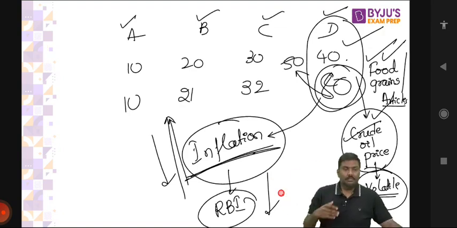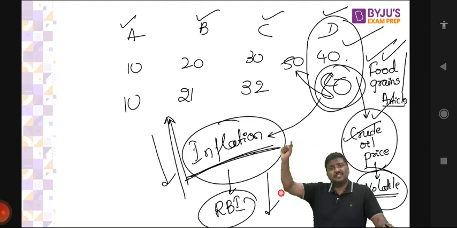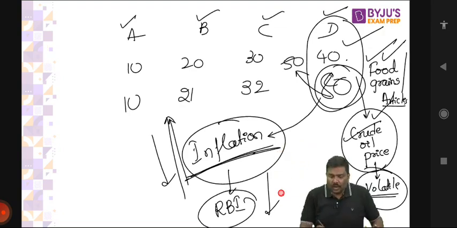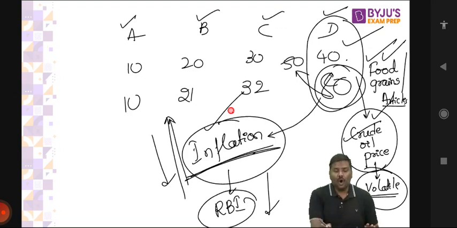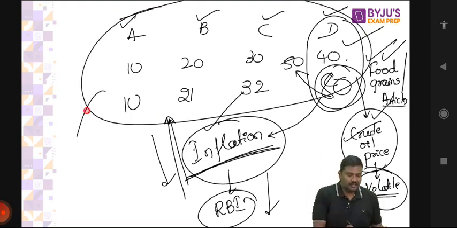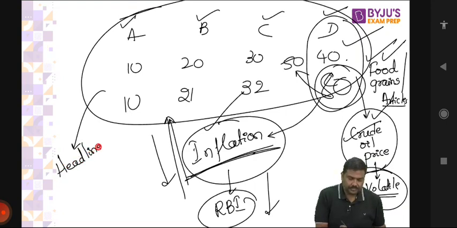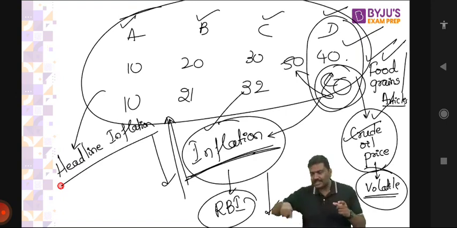I can't help it because as per the monetary policy framework agreement, if inflation goes above 6%, I will have to increase the interest rate. And what has happened to inflation now? It has gone beyond 6%. So understand this carefully. Whenever you take all the commodities in the basket and calculate inflation, this is called headline inflation. I've given you the same example here. Is the logic okay? Whenever you take all the commodities in the basket and calculate inflation, that is called headline inflation. Point number 1.